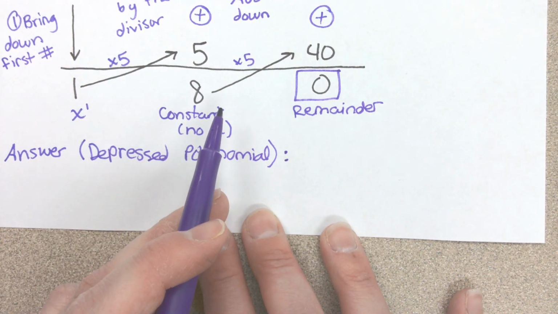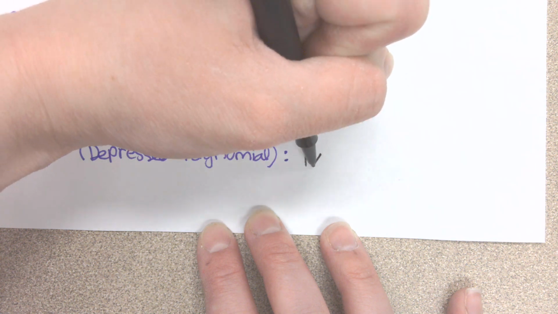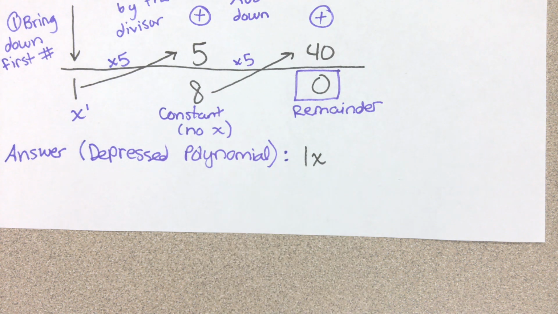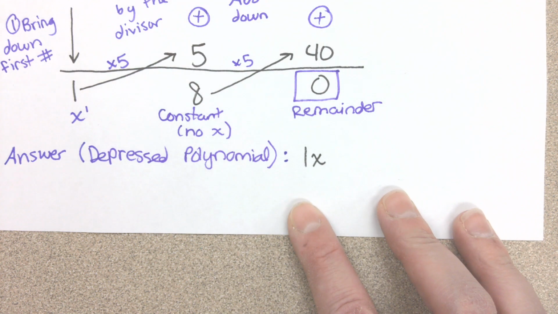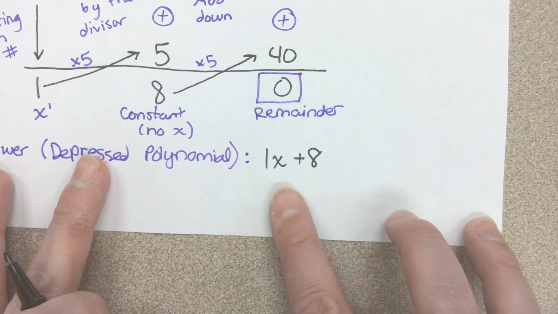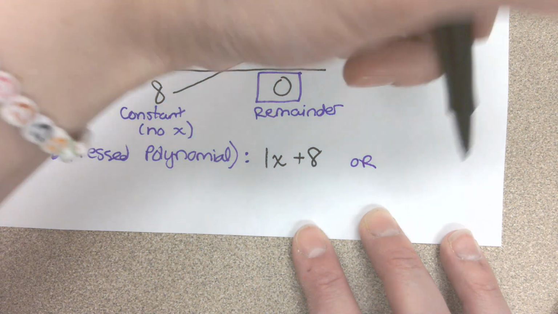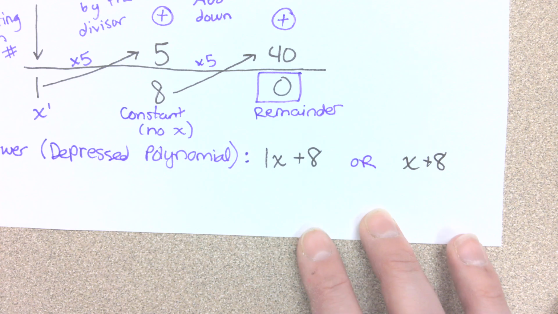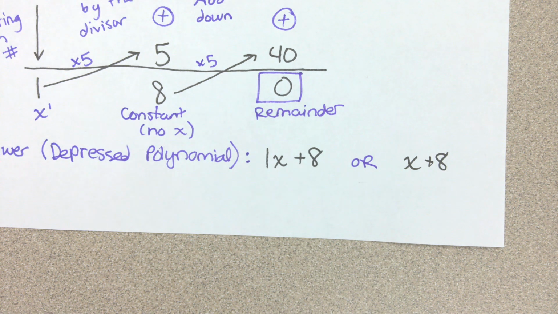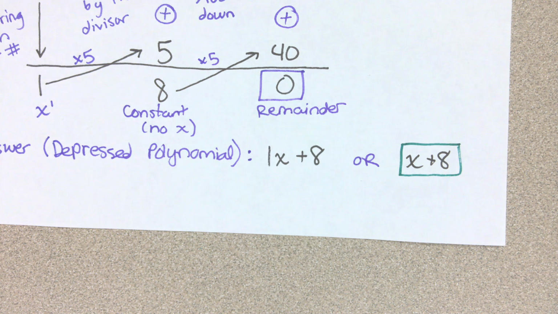We're going to put our terms back together, and I'm going to start with the first one. My first term, 1x. I'm not going to write the 1 to the first. You're welcome to do that if you want. Next term is an 8. It's positive, so plus 8, and it gets no x on it. So 1x plus 8, or you can drop the 1 in front and just say x plus 8. I always prefer the second one, but that's just me. They're both correct. There's no remainder here, so that's a good thing.